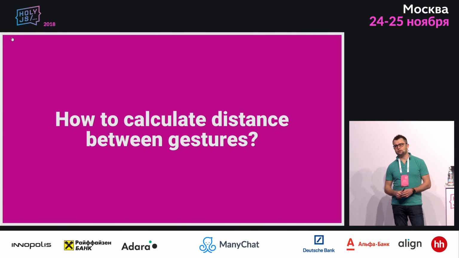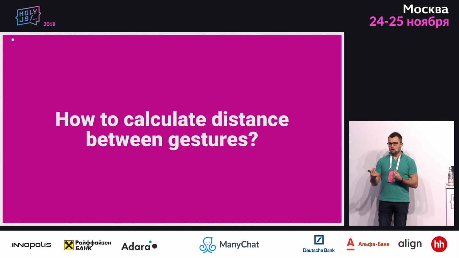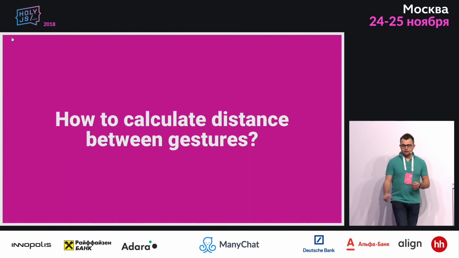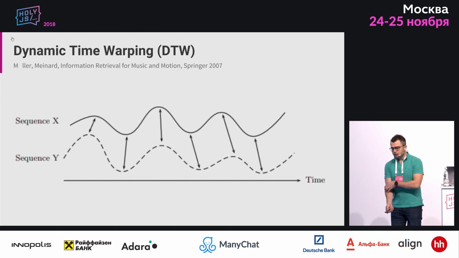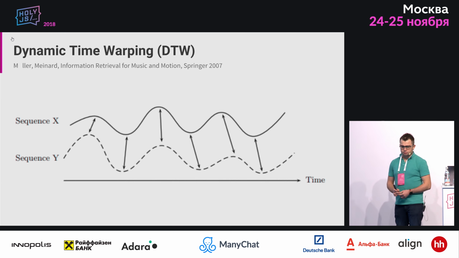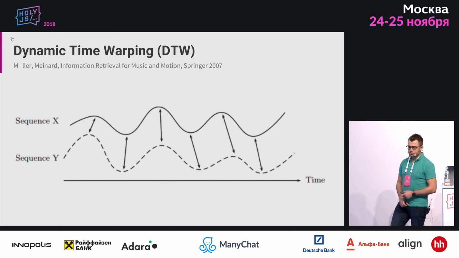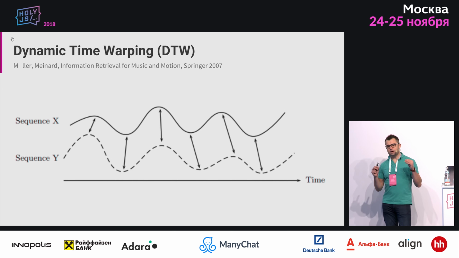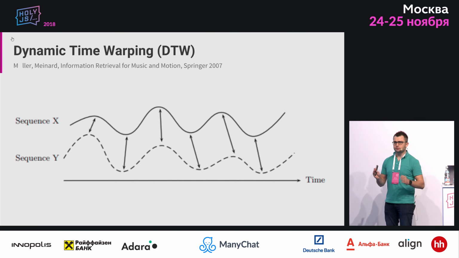Yet another question, how to calculate the distance between gestures. These are signals, right? So this is just, let's say, an array of points. And we need to know how to calculate how far from each other they are according to our classifier. So there is a very interesting algorithm called dynamic time warping by Mr. Miller and Maynard in Springer 2007. They came up with an algorithm that, having two sequences, gives us a value representing their similarity.